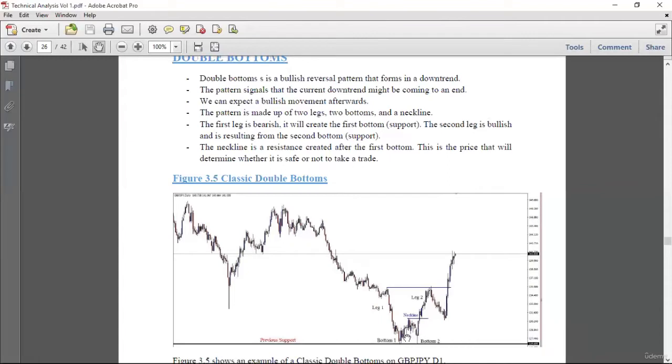Then your target will be at your first peak, at the peak that started that move, that leg one. Again, you can use that peak, or that one, or that one as your target. But the safest will be the latest peak before that big drop. So it should be that one.